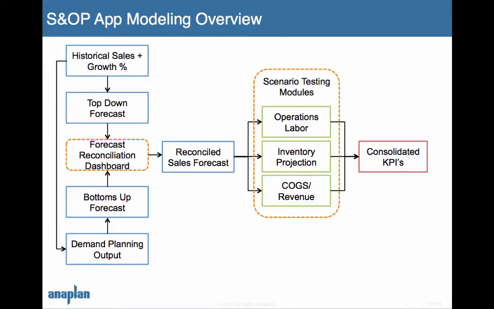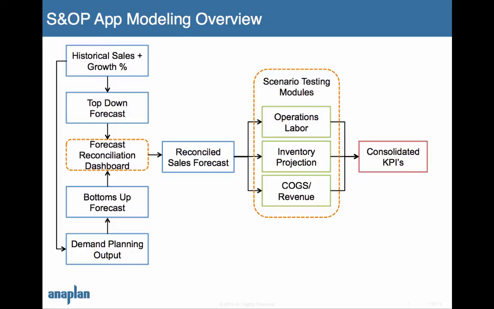This overview graphic shows the high-level view of how data and interactive dashboards lead to a consolidated KPI outlook. The model is built upon historical actuals and a bottom-up forecast from an ERP system's demand planning functions. You can then layer on a top-down forecast and reconcile with the bottom-up detail and/or actual trending. We'll see how this is done in Anaplan shortly.